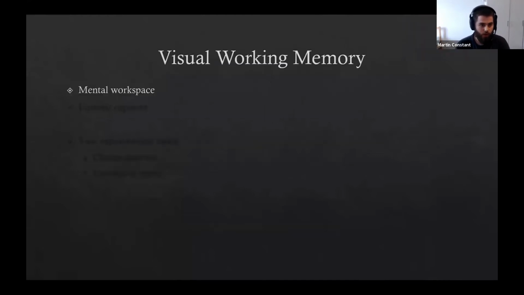So what is visual working memory? Working memory as a whole is the mental workspace that we share and use, and it is known to be of limited capacity. In visual working memory, we mainly use two experimental tasks.